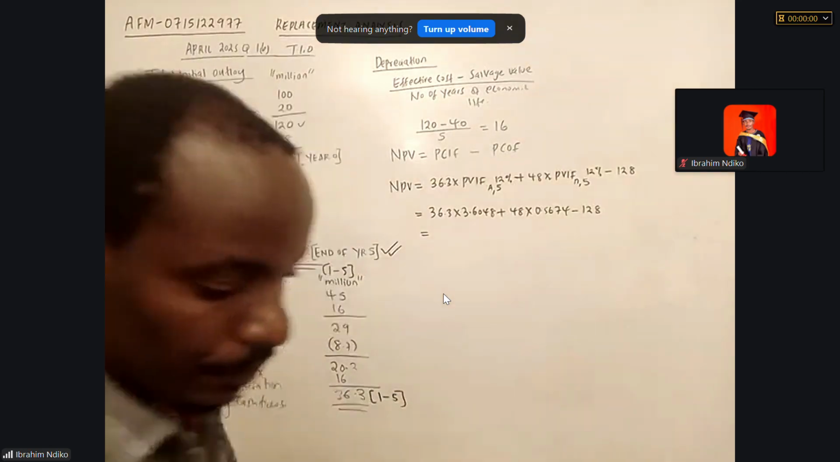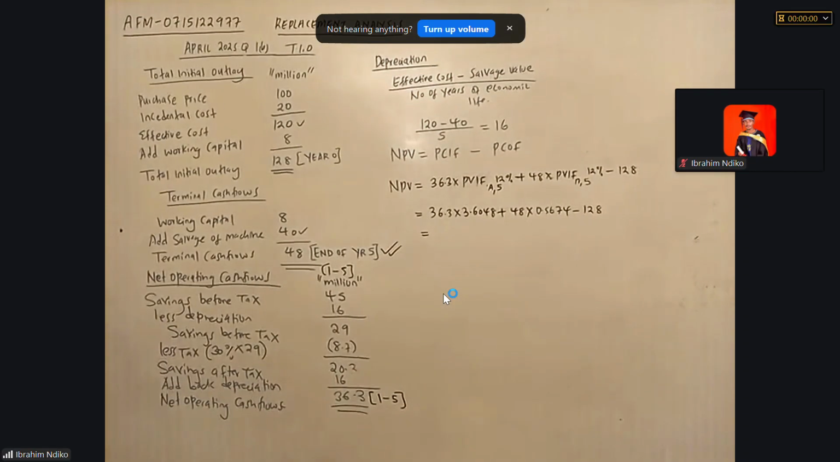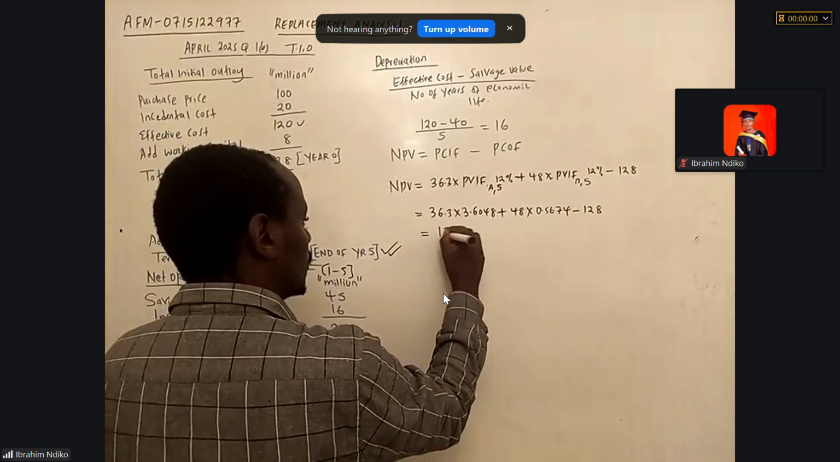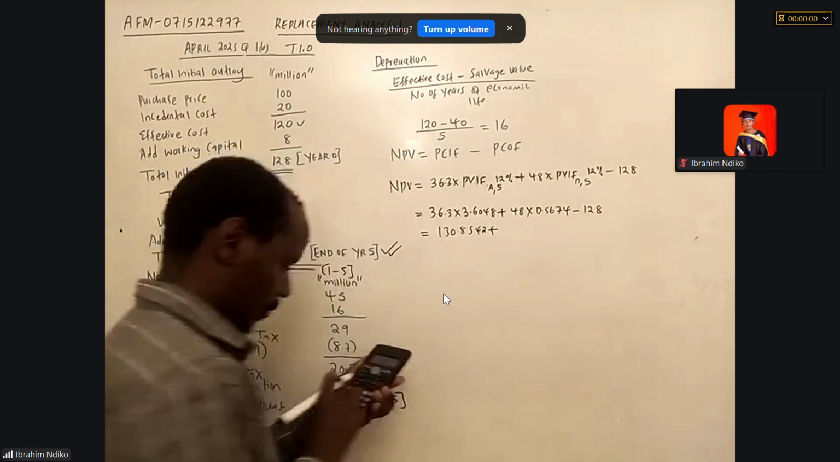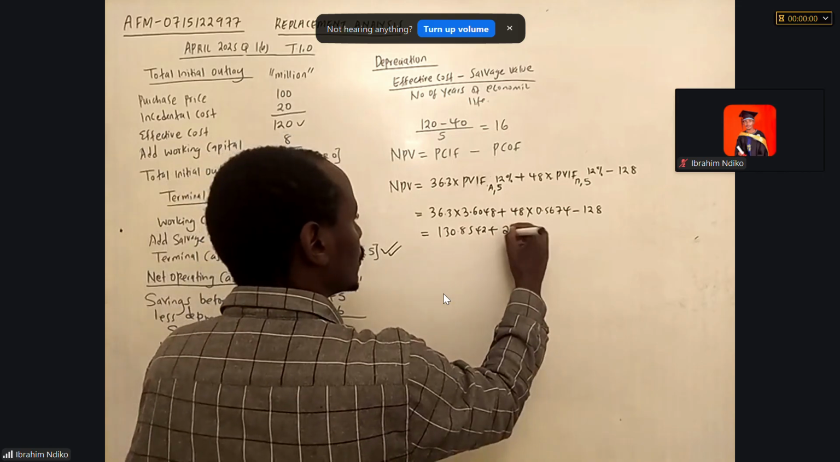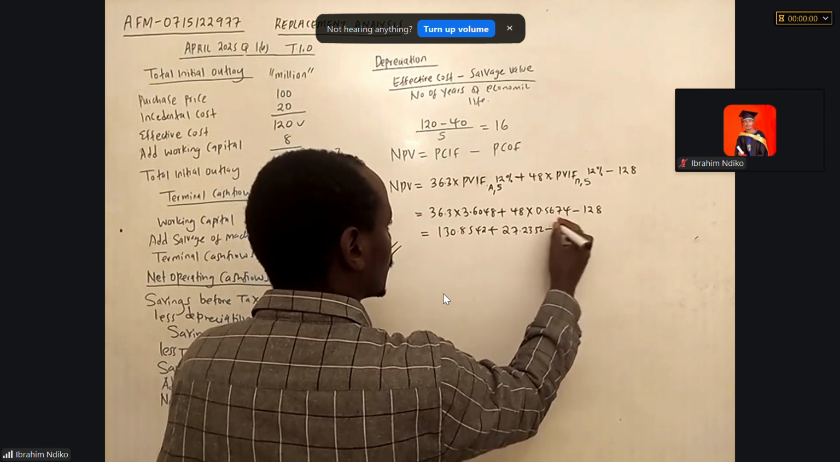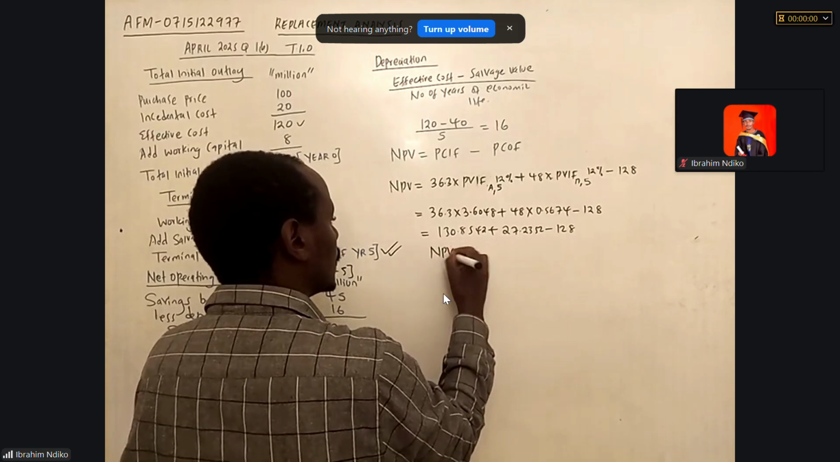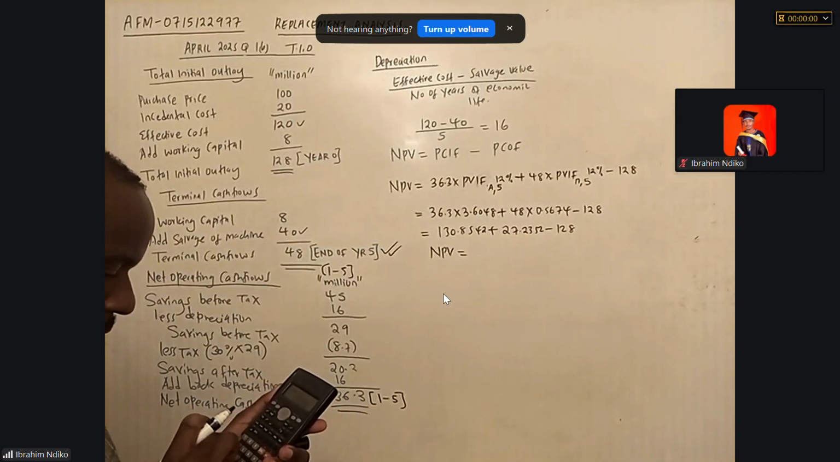What is the value of NPV? It will be equal to 36.3 times 3.6048, this is 130.8542, plus 48 times 0.5674, which is 27.2352, minus 128. So our NPV equals what? 130.8542 plus 27.2352 minus 128.